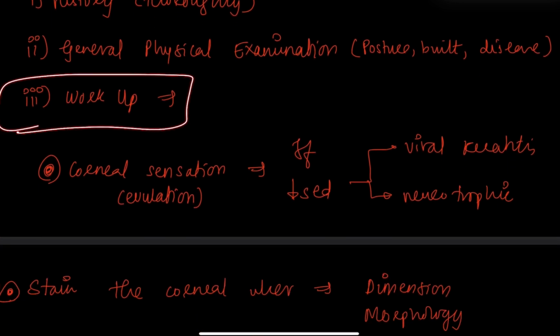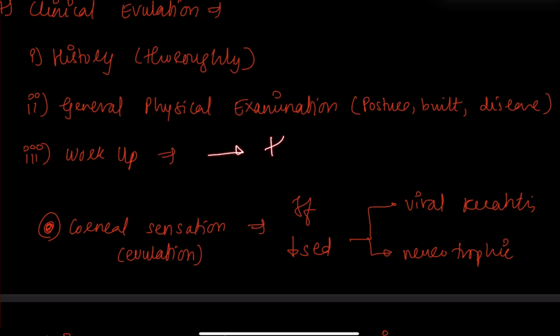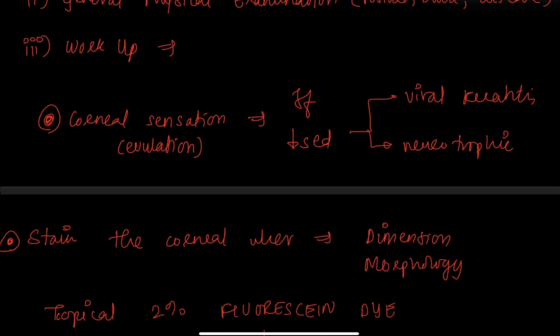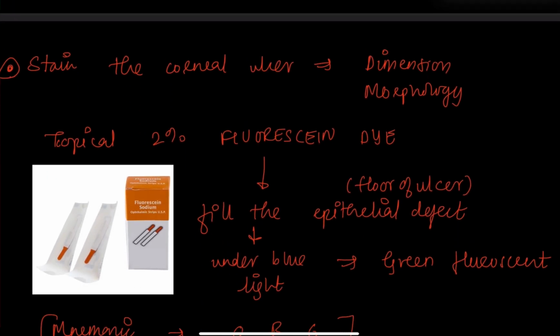What workup will you do when it comes to this? First you will check corneal sensation with a cotton wisp. If the corneal sensation is decreased, you can tell that the keratitis is either viral or neurotrophic keratitis. Then you will stain the corneal ulcer. Now you will ask, sir, why are we staining the corneal ulcer? We stain it to get the dimensions and morphology of the corneal ulcer, which help us point out what type of infection it is.